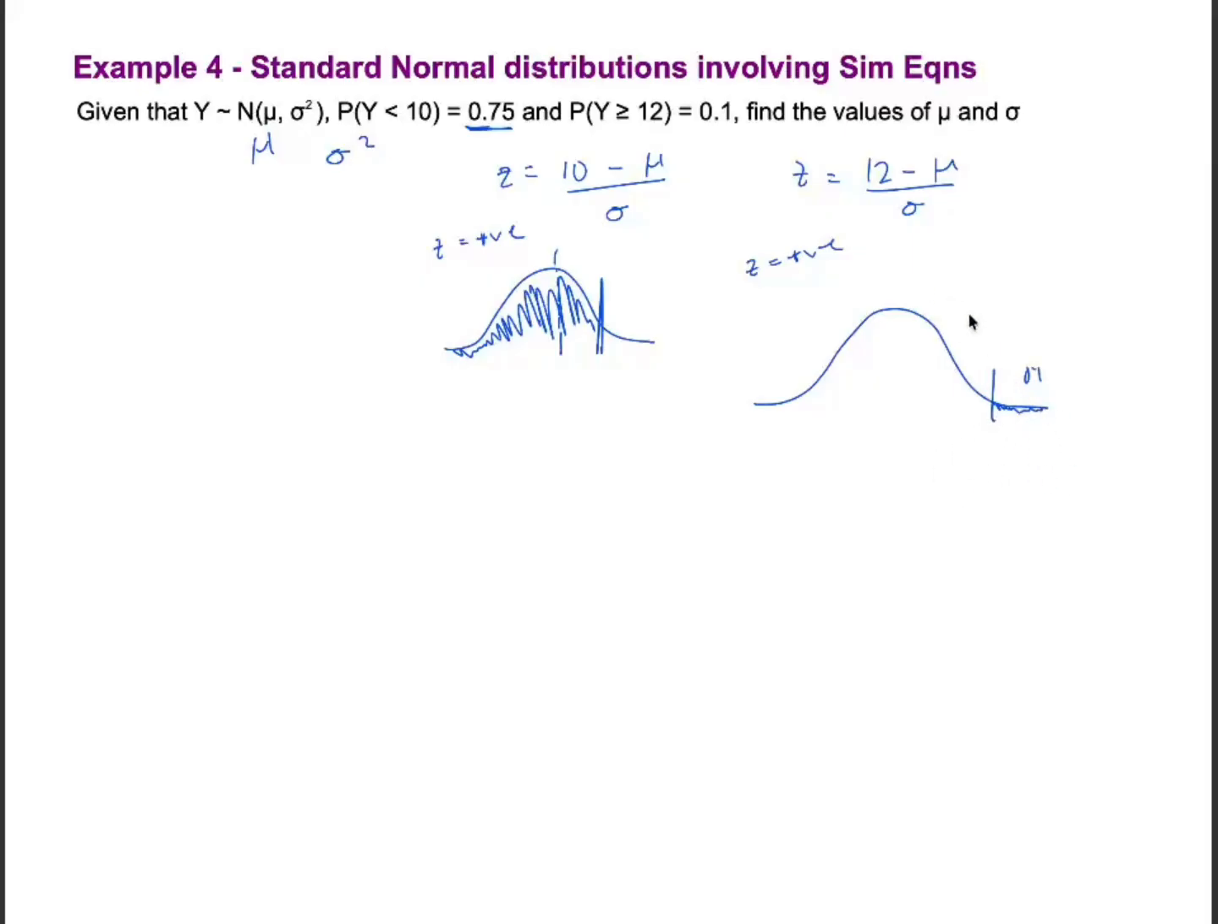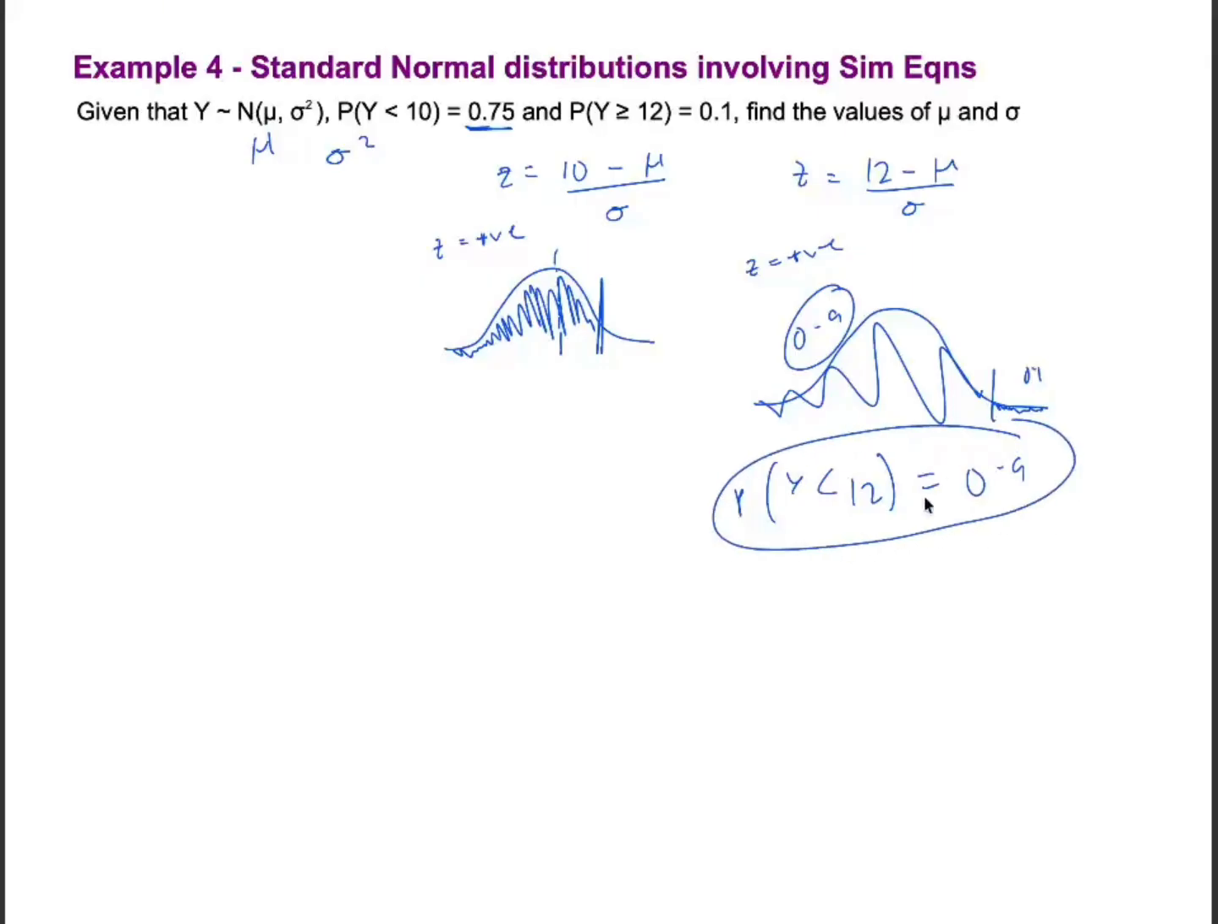That 0.1 is a probability. That means to the left of it we have 0.9. This is a very crucial thing here. That means the probability of y less than 12 is going to equal 0.9. We can use this information, which is going to be meaningful.